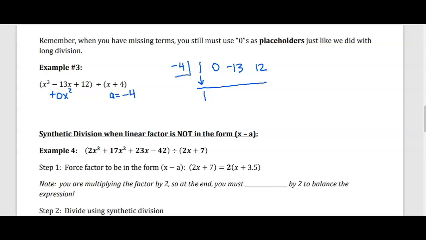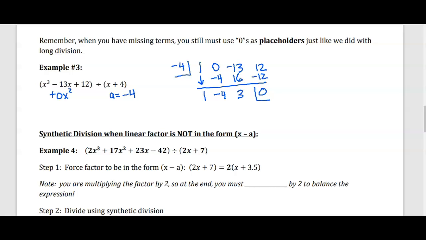Then you're going to take the a value and do that multiply add pattern. So -4 times 1 is -4. Going to put it in the next column, add down. I get -4. You're going to multiply again. -4 times -4 is +16. I'm going to add down, and I'm going to get +3. And then -4 times 3 is -12. Add down, and this time I get a remainder of 0.